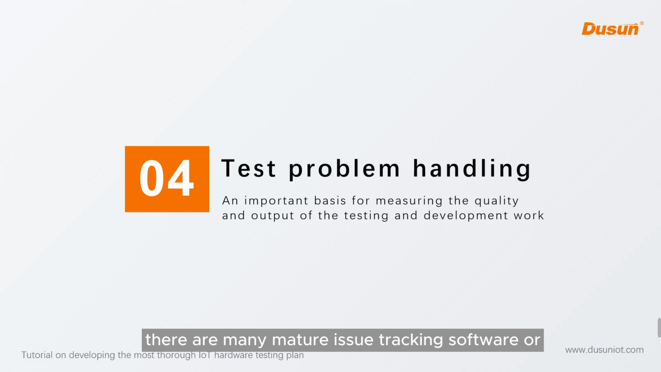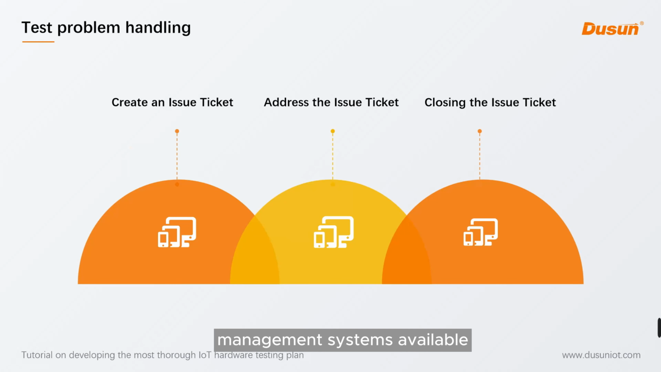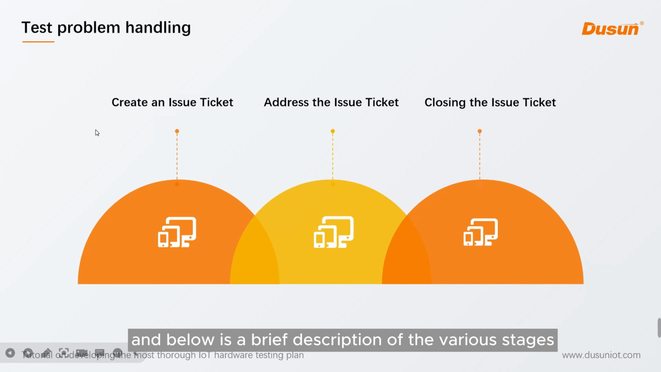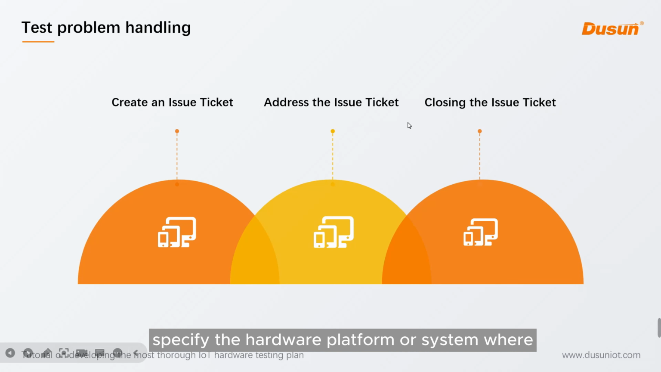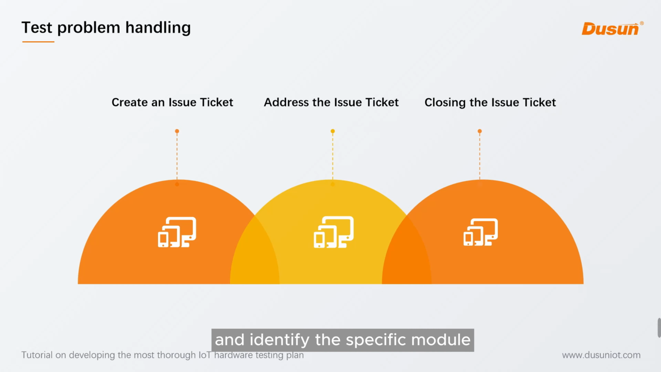Nowadays, there are many mature issue tracking software or management systems available. Each issue follows its own life cycle, and below is a brief description of the various stages. Create an issue ticket. Specify the hardware platform or system where the issue occurred and identify the specific module or component affected by the problem.